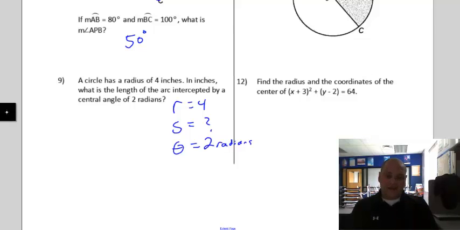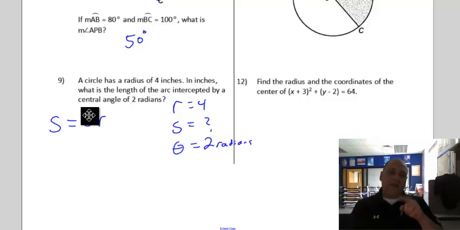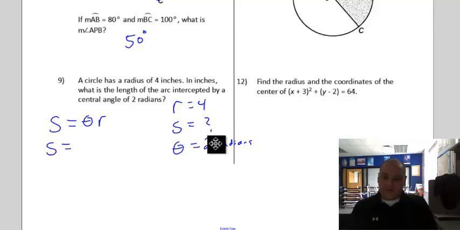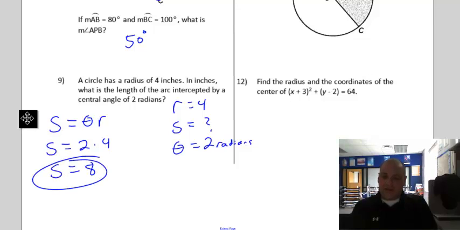Because it's in radians, we can just do S equals theta r. If it's not in radians, we can't do that. But in radians, we can. If it was in degrees, you'd have to go x over 360, 2 pi r. Okay? But because it's in radians, S equals theta r. So S equals theta, which is 2, times r, which is 4. So the arc length is just going to be 8. That's it.